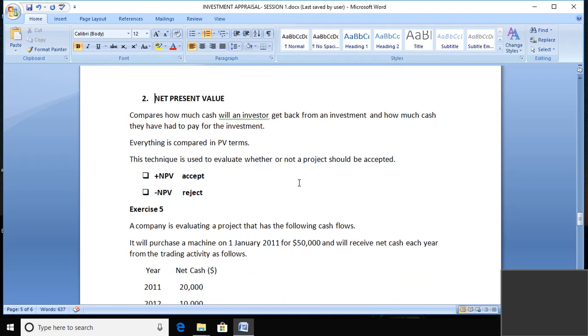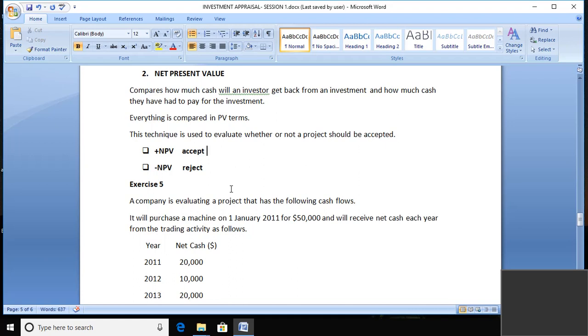Net present values. Net present value considers the time value of money. I've already talked about this. Everything, and this is very key, is compared in present value terms. All the future estimated cash flows must be discounted into present values, then compared with the investment cost or cash outflow. If your NPV is a positive value, you accept the project. If the NPV is a negative value, you reject the project.